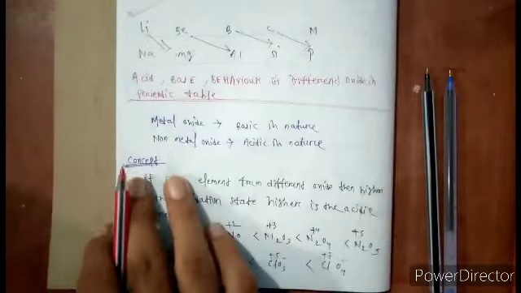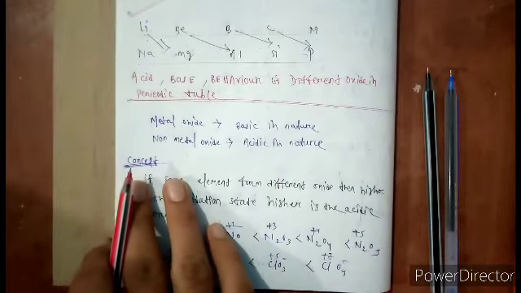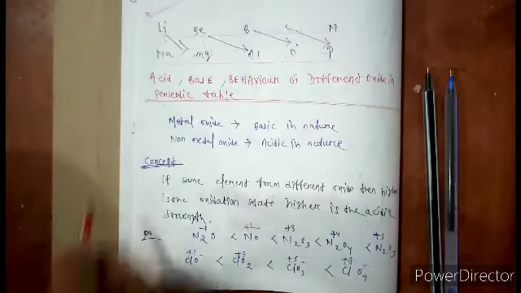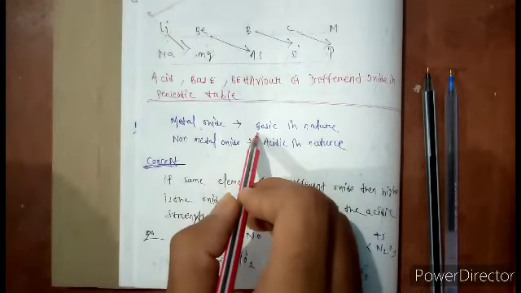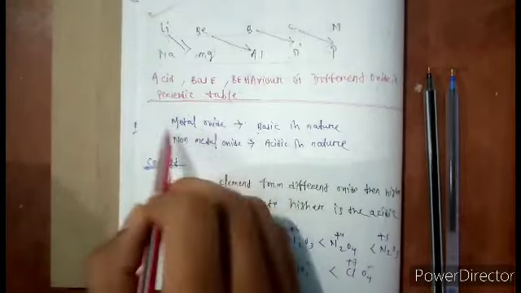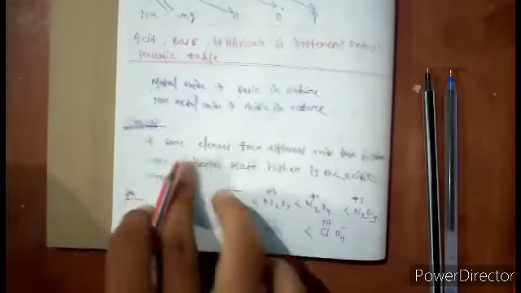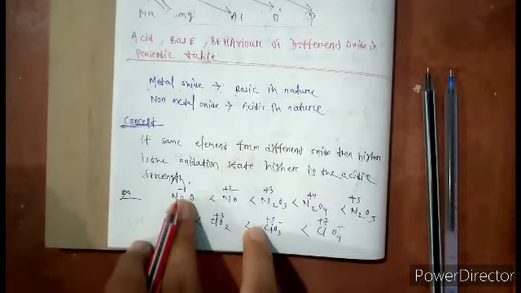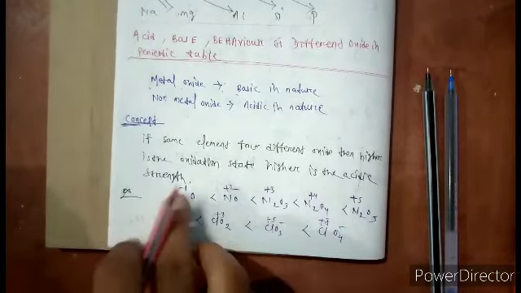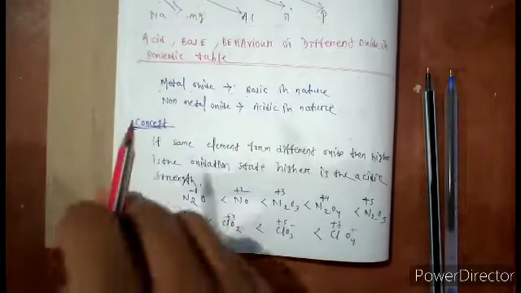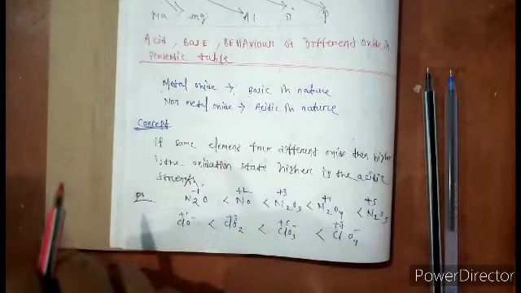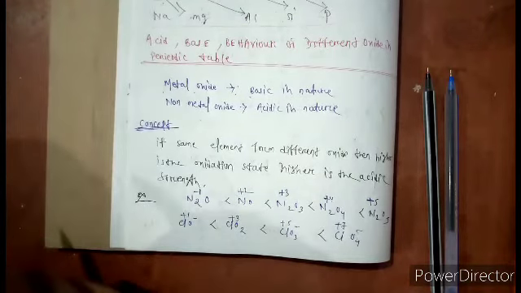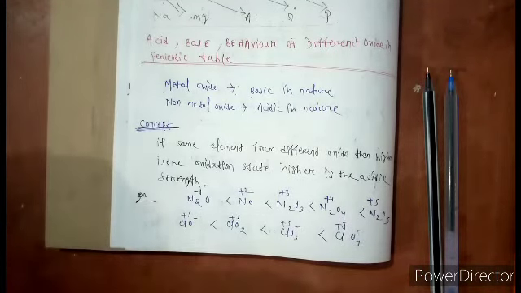Then come to the acid-base behavior of different oxides. Metal oxides are basic in nature. This is the logic: metal basic, non-metal acidic. Concept: if the same element forms different oxides, like NO, where all the oxides are made of nitrogen and oxygen, then the higher the oxidation state, the higher the acidic strength, and the lower the basic strength.